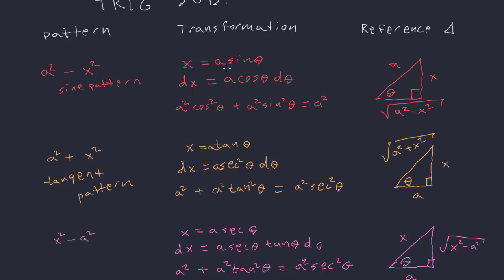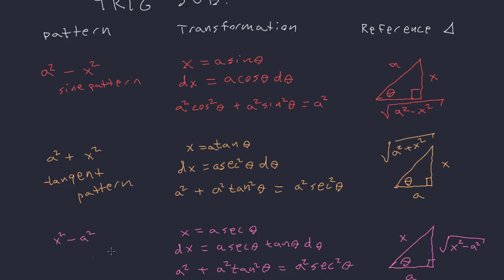Here, much like how we did with the sine pattern, our transformation is just going to be x equals a tan theta, which makes our dx a secant squared theta d theta, because we're differentiating this, and the derivative of tangent is secant squared. We use this version of the Pythagorean identity, specifically the tan and secant one, which is the same one we'll use for the secant transformation. And here's what our reference triangle will look like. I'll go into more detail in the examples where this comes from, but we build it in the same way that we built the other ones.